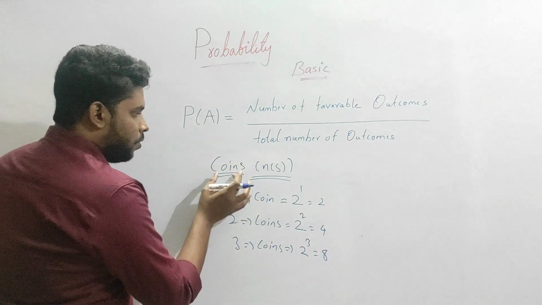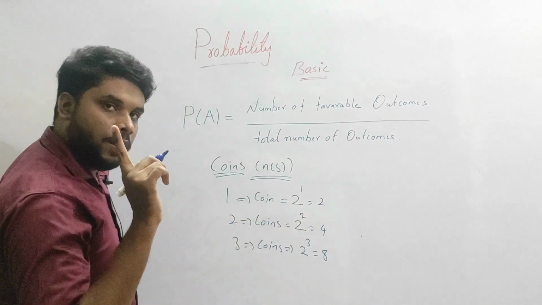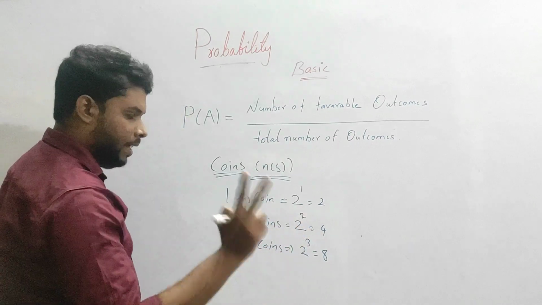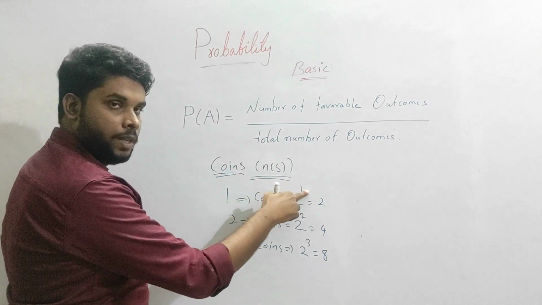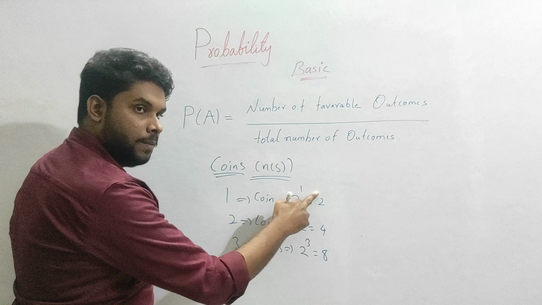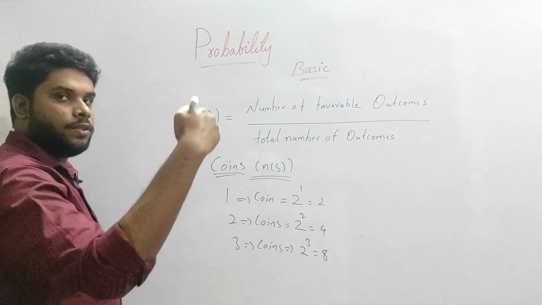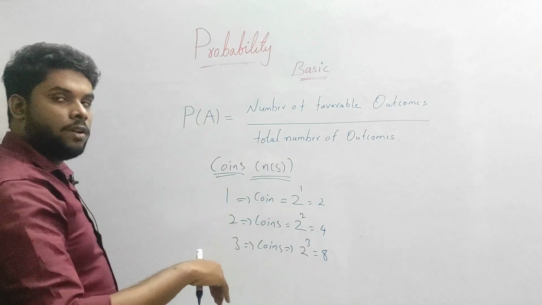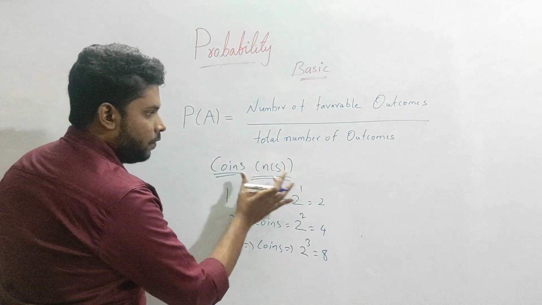If there is a problem on coins, the base always remains 2, because in a coin we have only two outcomes, head and tail. How many coins you are tossing should be written in the power. So for one coin, 2 raised to 1. For 2 coins, 2 raised to 2. If 5 coins are tossed, 2 raised to 5. If 100 coins are tossed, 2 raised to 100. Okay, so this is how you find n of S in coins.